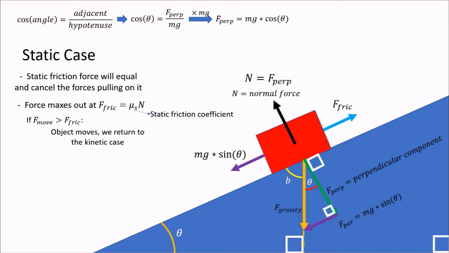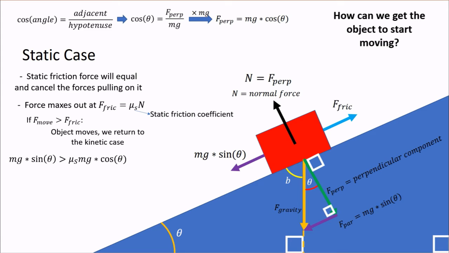Therefore, our question in the static case can't be, what is the acceleration? We know that the acceleration is 0, and if it isn't, then we are in the kinetic case. So our question should really be, how can we get the object to move and leave the static case? That means we want to know the point at which the force trying to move the object just barely exceeds the maximum static friction force. So we can write this inequality, where the downhill pull of gravity is greater than the uphill resistance of the static friction. Immediately we see that there is an mg term on both sides, so those cancel. So the only factors at play are the angle of the hill and the coefficient of friction.